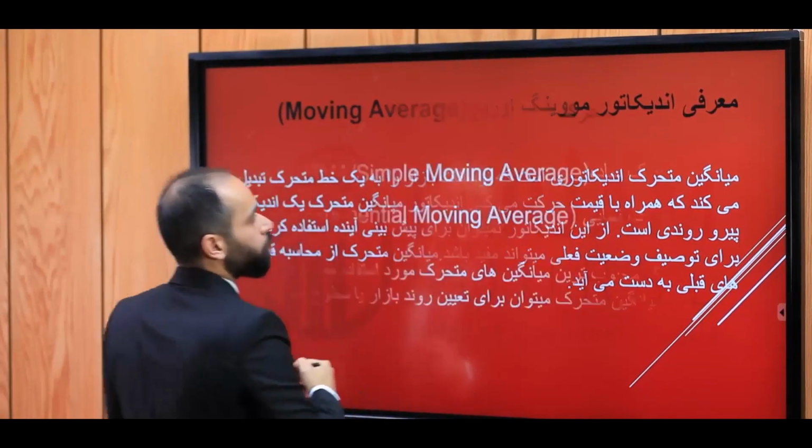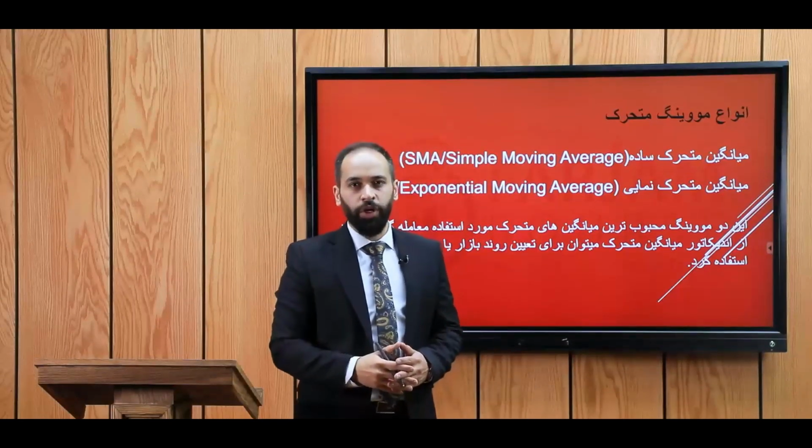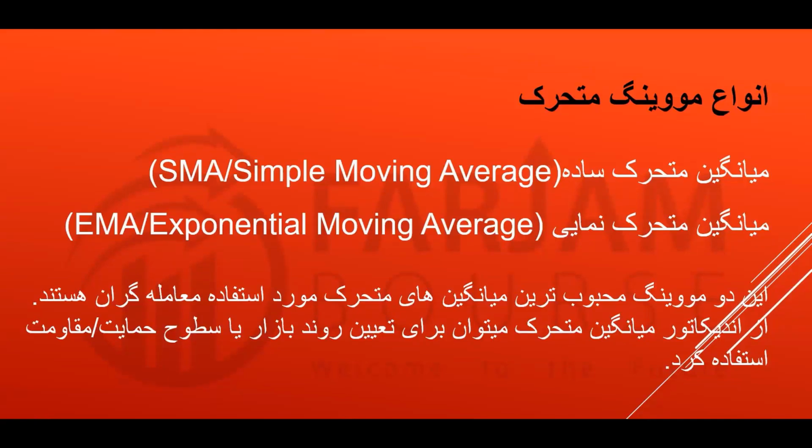Now let's move on to the types of moving averages. We have different types of moving averages, and here we'll get more familiar with two of them. One is the simple moving average, SMA, and the other is the exponential moving average, EMA. These are the most popular moving averages used by traders from the moving average indicator. They are used to determine market trends and support and resistance levels.